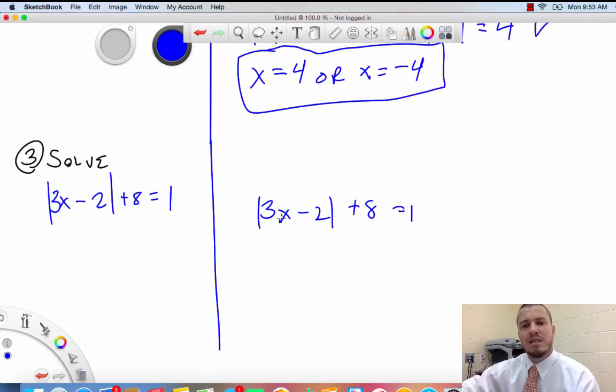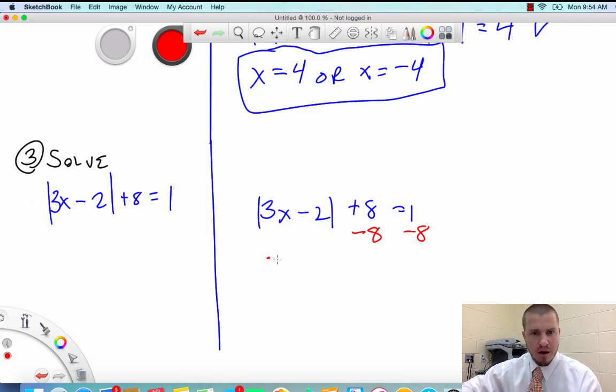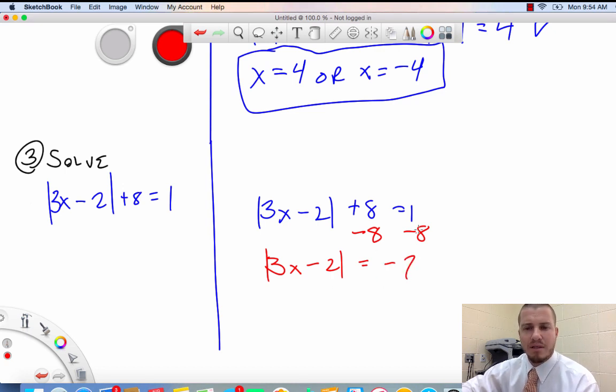So in this one, it's not just that basic absolute value of x, but we're going to do the same thing. But first you have to get that absolute value by itself. So I have absolute value of 3x minus 2 plus 8 equals 1. And because this 8 here is not inside the absolute value, I have to get rid of that first by doing its inverse operation. So I'm going to subtract 8 from both sides. And what happens here, 1 minus 8 becomes negative 7.